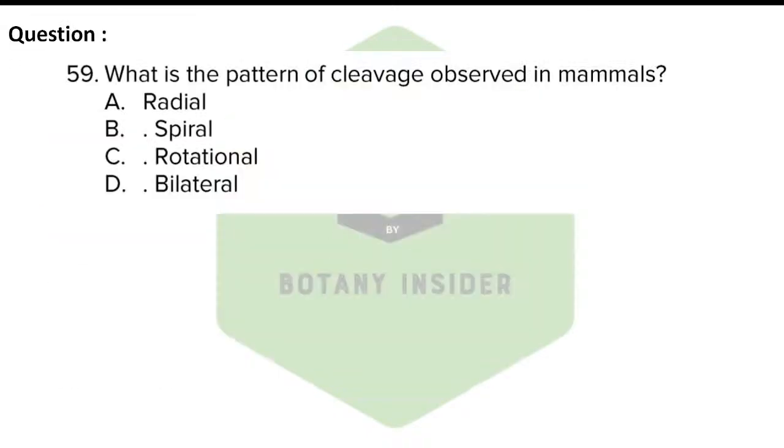This is done. Next, pattern of cleavage. Write down in the chat section. The pattern of cleavage that is observed in mammals: radial, spiral, rotational and bilateral. Write down. What is the pattern of cleavage observed in mammals? Simple, it is rotational, right? The pattern which is observed in mammals is the rotational one. Simple and easy question, right?